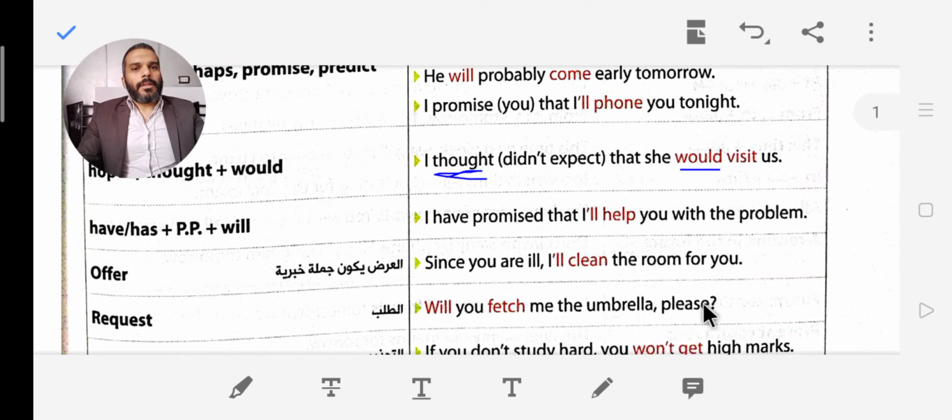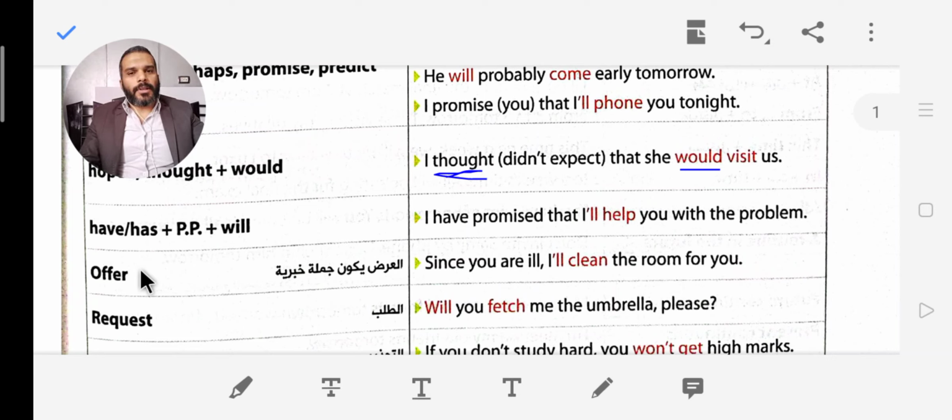We use will after the present perfect tense. Have or has plus past participle plus will. For example, I have promised that I will help you with the problem. Okay.